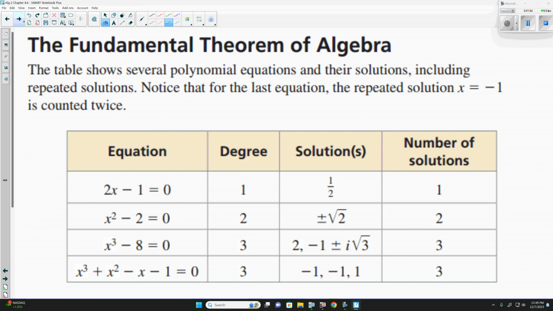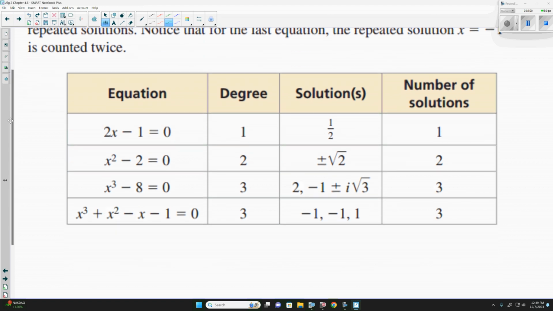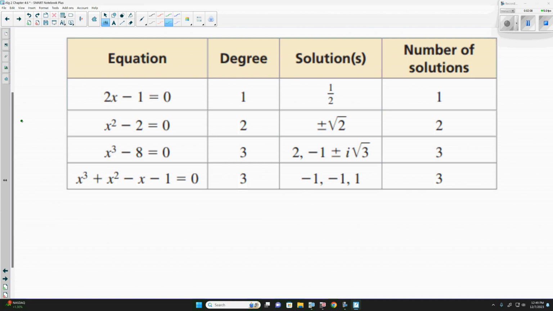So, if we look at the degree of the polynomial function, the first one, 2x minus 1, has a degree of 1. The solution, if we solved it, is 1/2. Number of solutions is 1. Our second equation, x squared minus 2 equals 0. The degree is 2 because the biggest exponent is 2. The solutions for this one here are plus or minus the square root of 2. Number of solutions is 2.